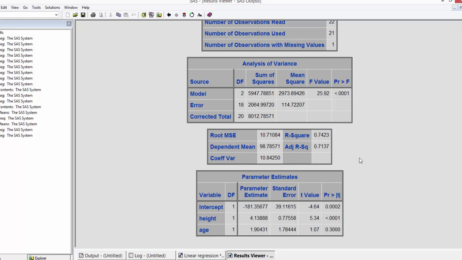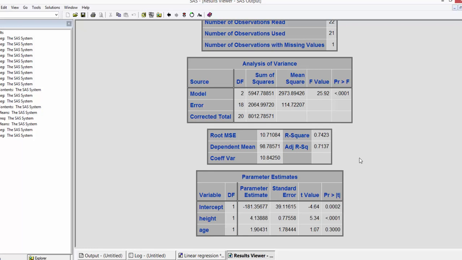There is no thumb rule as to what is a good R-square value, and it differs across different areas of study. There are some areas where even 0.2 is considered to be a good R-square. There are areas where 0.4 is considered good. 0.5 is also considered a good R-square value, and 0.7 is definitely considered a good R-square value.